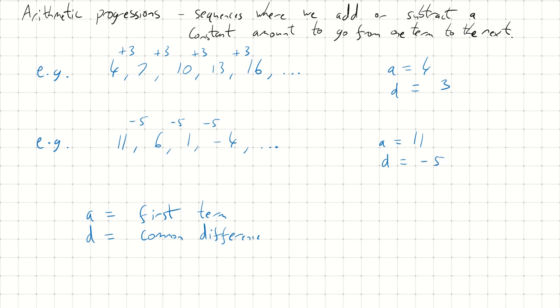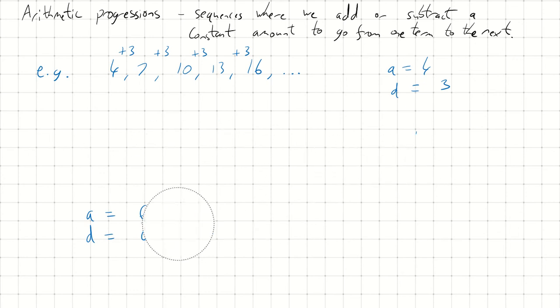Okay, and the reason why we care about this A and D notation is because there's a few formulae that we end up using with questions involving arithmetic progressions. So let's just concentrate on the first sequence for now. The first formula that's useful to know is what's called the nth term formula. So nth term, and this is often called U_n. The formula is A plus (n minus 1) times D.